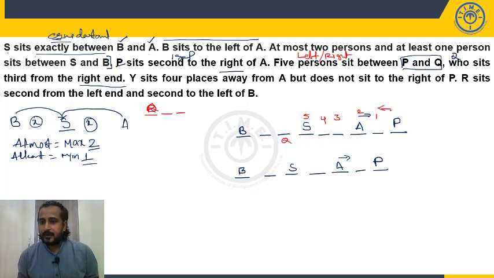So can I take it to the left side of P? No, it is not possible. So I must take it to the right side of P. And how many gaps? 5 gaps. So 1, 2, 3, 4, 5.